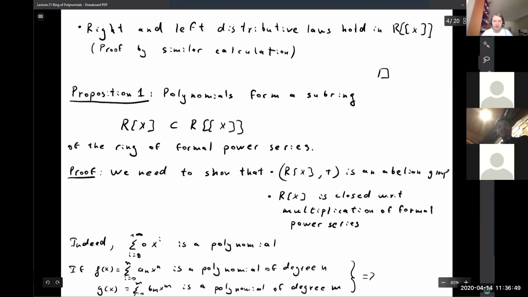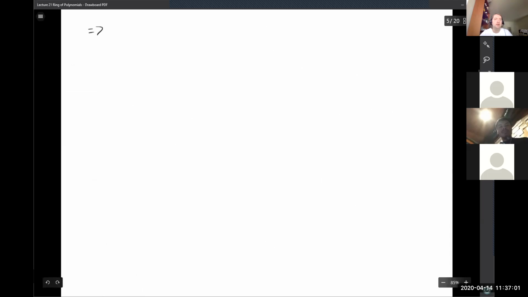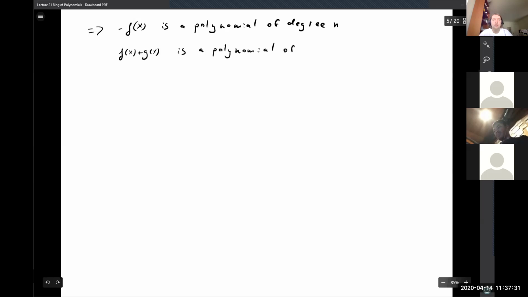And then from here it follows that minus f of x is a polynomial of degree n, and f of x plus g of x is a polynomial of degree at most the maximum of m and n. Okay.